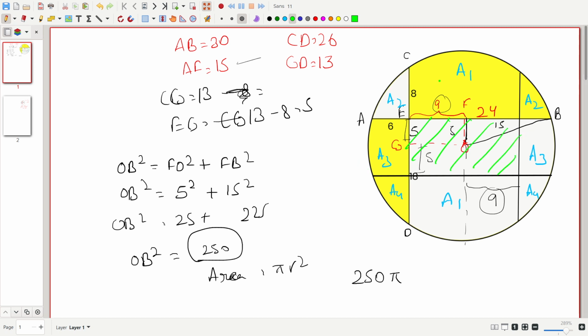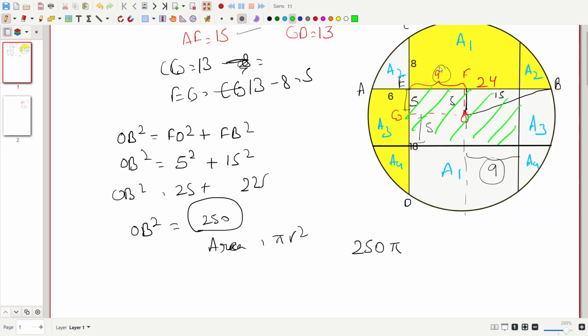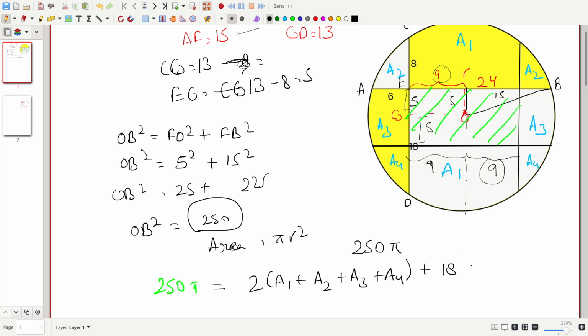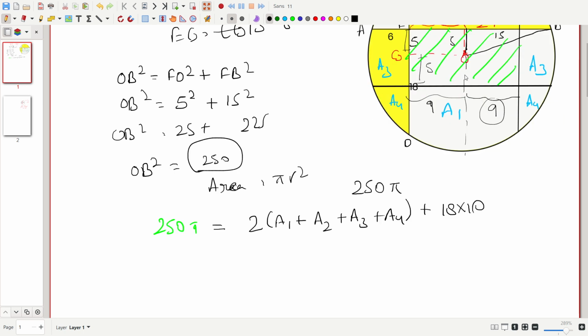Now, I have to find the area of the yellow region. So what is the whole area? It is 250 pi, right? So this is equal to 2 times A1 plus A2 plus A3 plus A4, plus the area of the rectangle. What is the area of the rectangle? Length into breadth. So this is 9 and this is 18, so the total length will be 9, 9, so total length will be 18, into 10. So this will be 180.